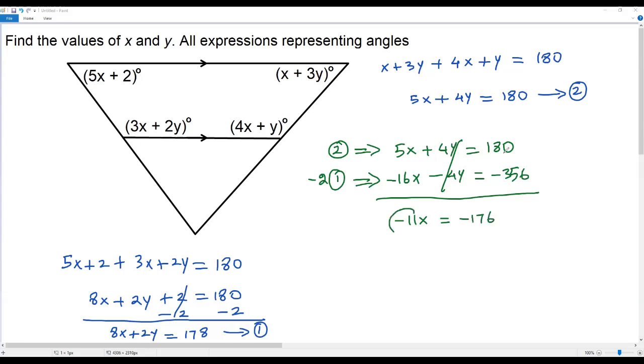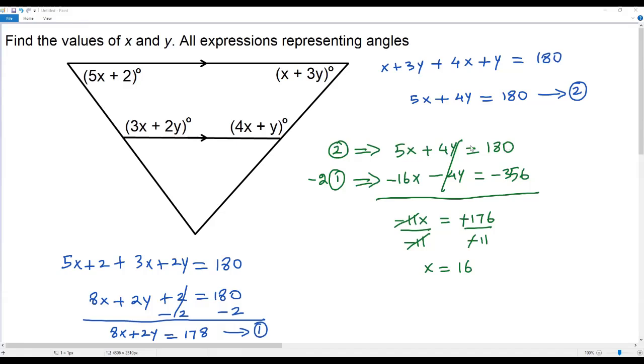Okay, so to solve for x, I have to get rid of this negative 11 multiplied by x. So for that, I have to divide both sides by negative 11. So this negative 11 will cancel out. I'm getting x equals, this negative will cancel out. So when I divide 176 by 11, I'm getting 16. Okay, now I got the value of x, that is, the value of x is 16.